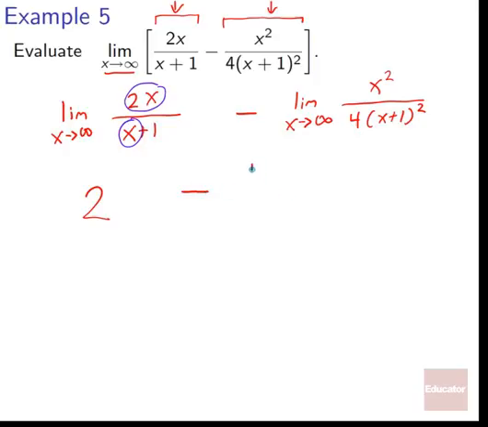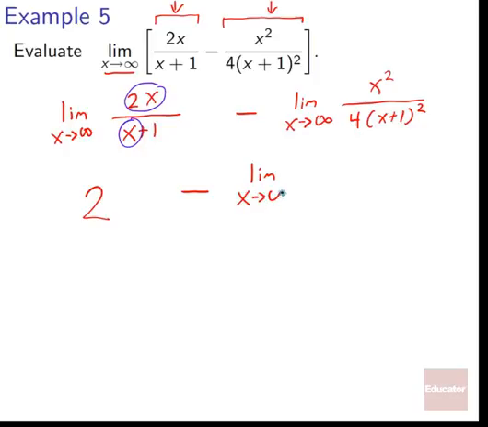Minus the limit as x goes to infinity. For this one, we're not quite sure, because let's expand the (x+1)^2, although we can see x squared divided by something that's also going to contain an x squared. So we should probably be able to see that in the long run, as x goes to positive infinity, we'll wind up seeing it go to 1 over 4, but let's expand it so we can see it clearly.